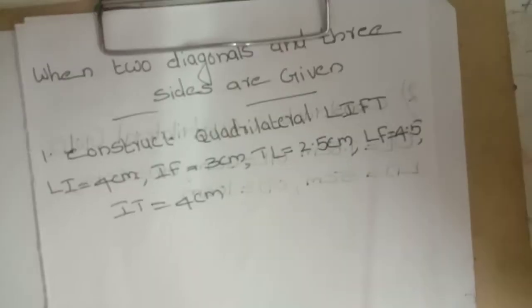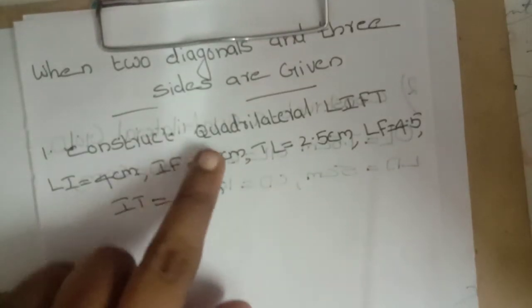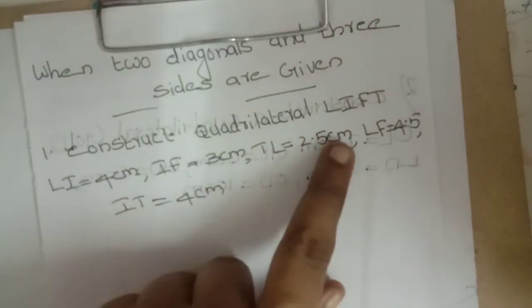Going to discuss a chapter on practical geometry. When two diagonals and three sides are given, how to construct a quadrilateral. So here is the question: construct a quadrilateral.